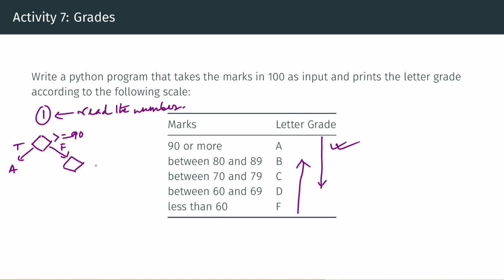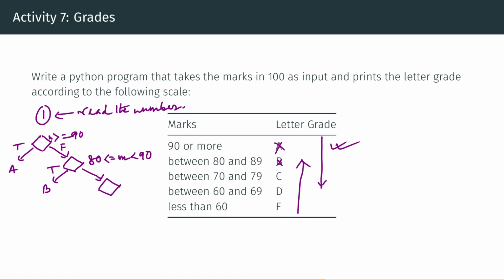The next condition that I want to check is whether it is between 80 and 90. Let's call it marks, M: greater than or equal to 80 but less than 90. If this is true, you know that it's a B. Else, again you don't know, but you know that by this time it's not A, it's not B. So again you make another decision.